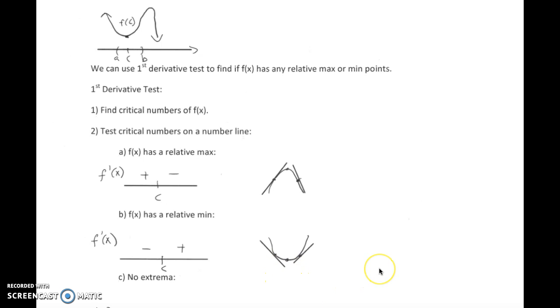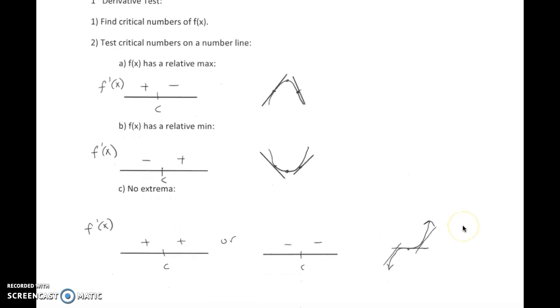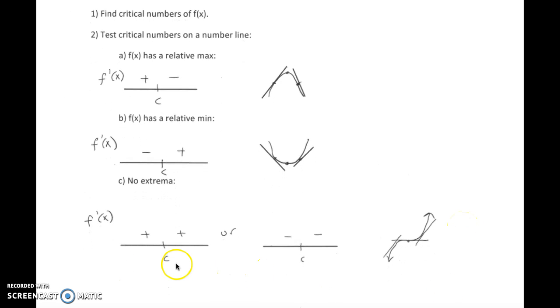If we have no extrema at all, that means the derivative values on either side of c are both positive or both negative. Here's a visual of that: we have this graph, a pseudo-cubic, that comes up over at c, it kind of flatlines with a horizontal tangent, and then again goes up. So it never truly changes directions at that value c.